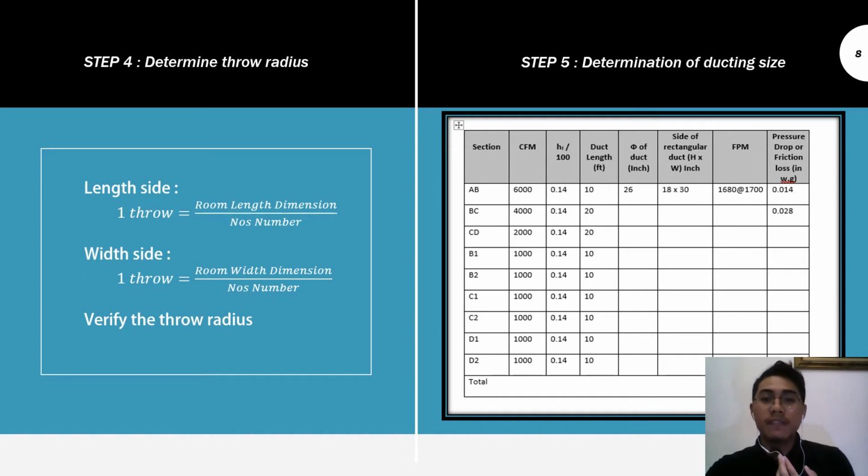And then step 5 is determination of the ducting size. We need to find all the information in this table. And on the right side, for sectioning, we need to determine our section for every room for the ducting system. And the CFM is what we calculated from the previous formula. And the other information we need to find by using a graph. Later I will explain.